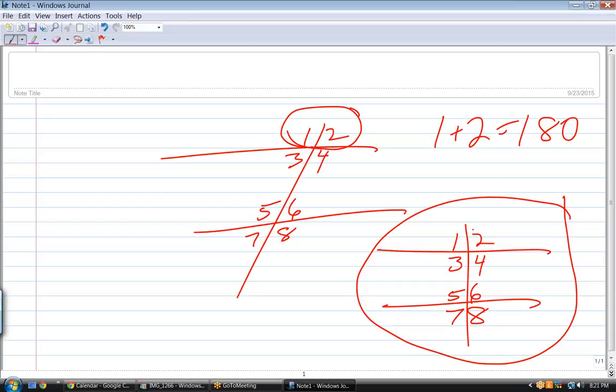Angle 8. Okay, that's 1. What other? Angle 7, right? Or, well. No. Angle 5. Remember that 5 is vertical with 8. So 5 has to be equal to angle 8. And what other angle has to be equal to angle 1? Angle 4.